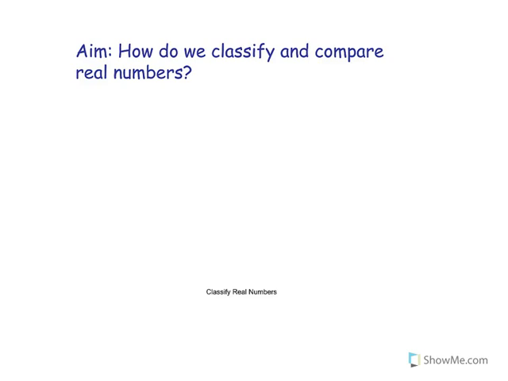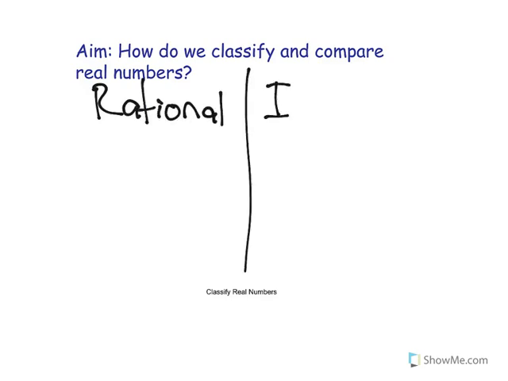So it says, how do we classify and compare real numbers? Now, we're not going to do so much of the comparing, at least not today. We're going to focus mostly on classifying. So classifying means to give something a name or a description, or to categorize it. So our real numbers basically can be broken down into two groups, right? We've got our rational numbers and we've got our irrational numbers.